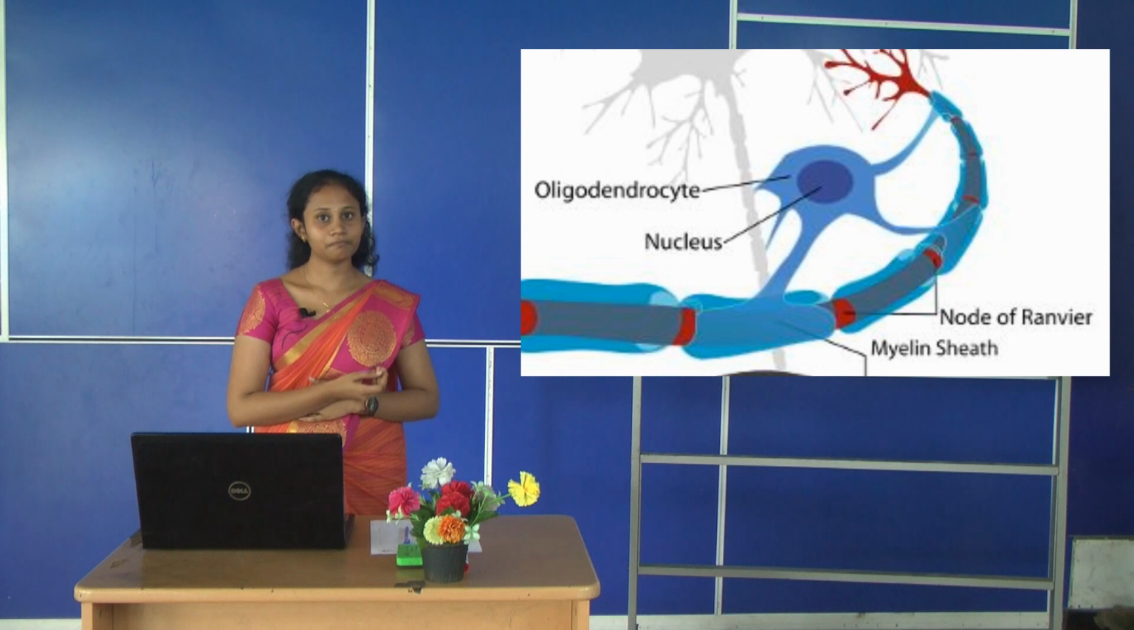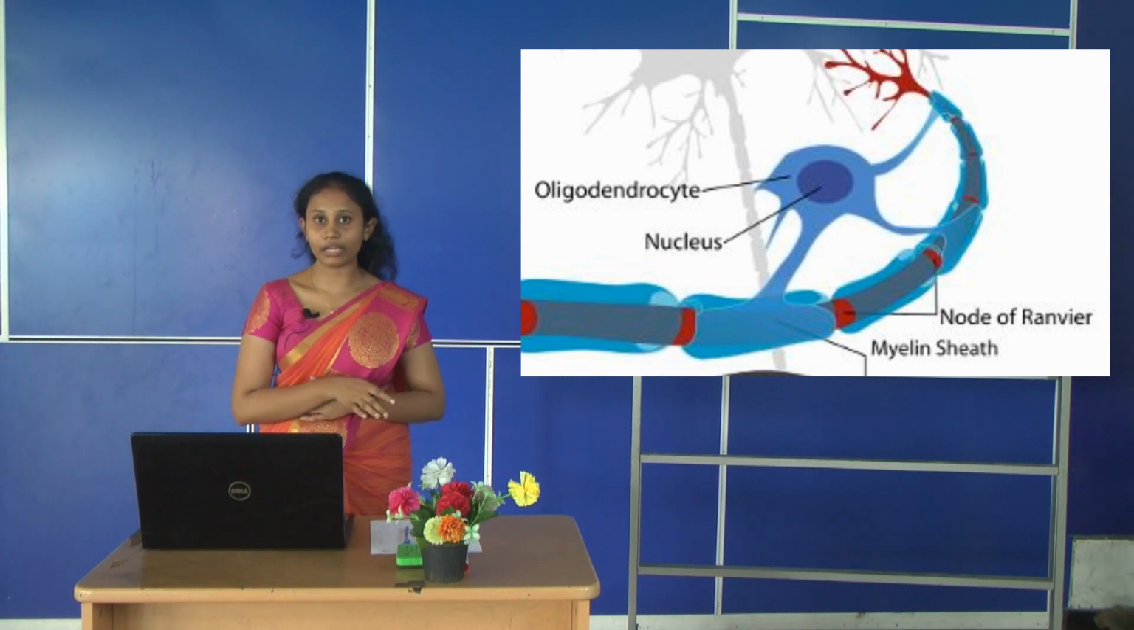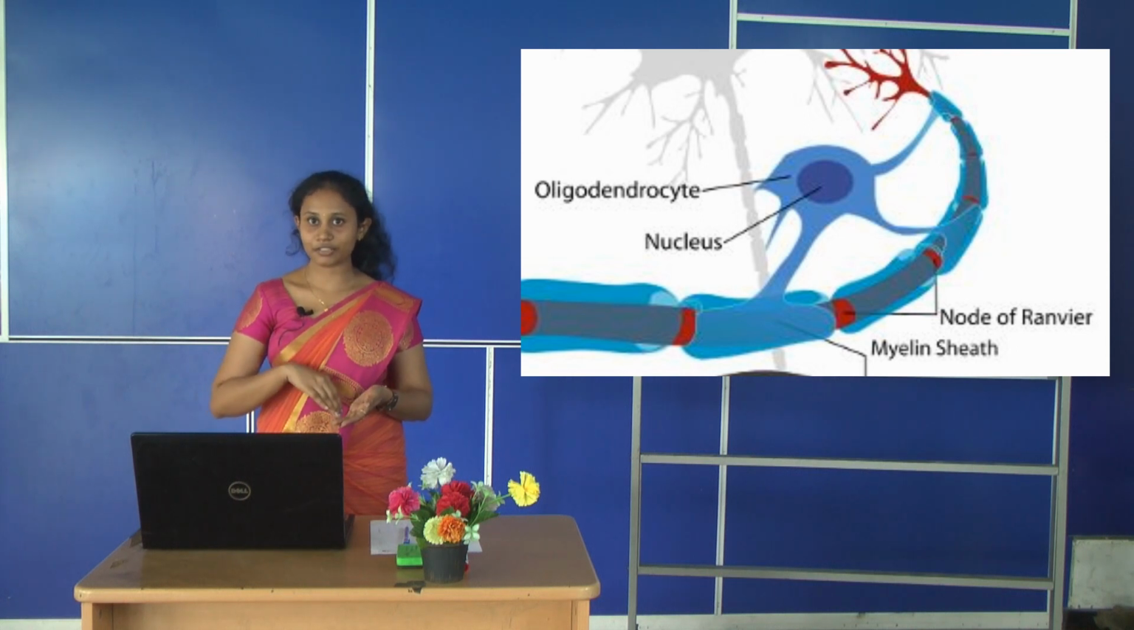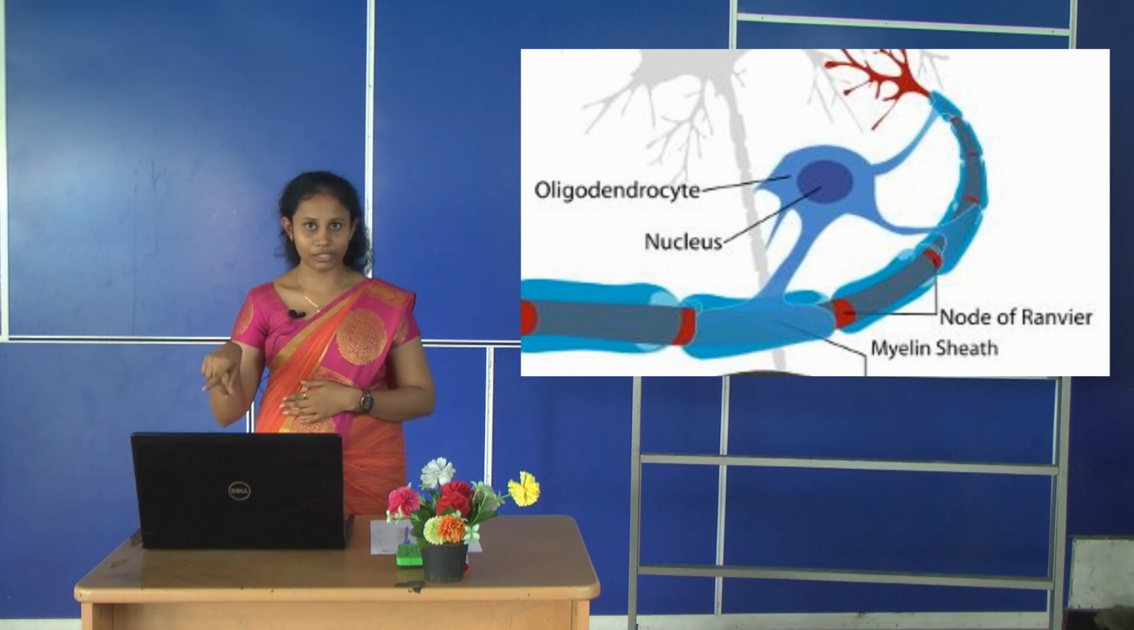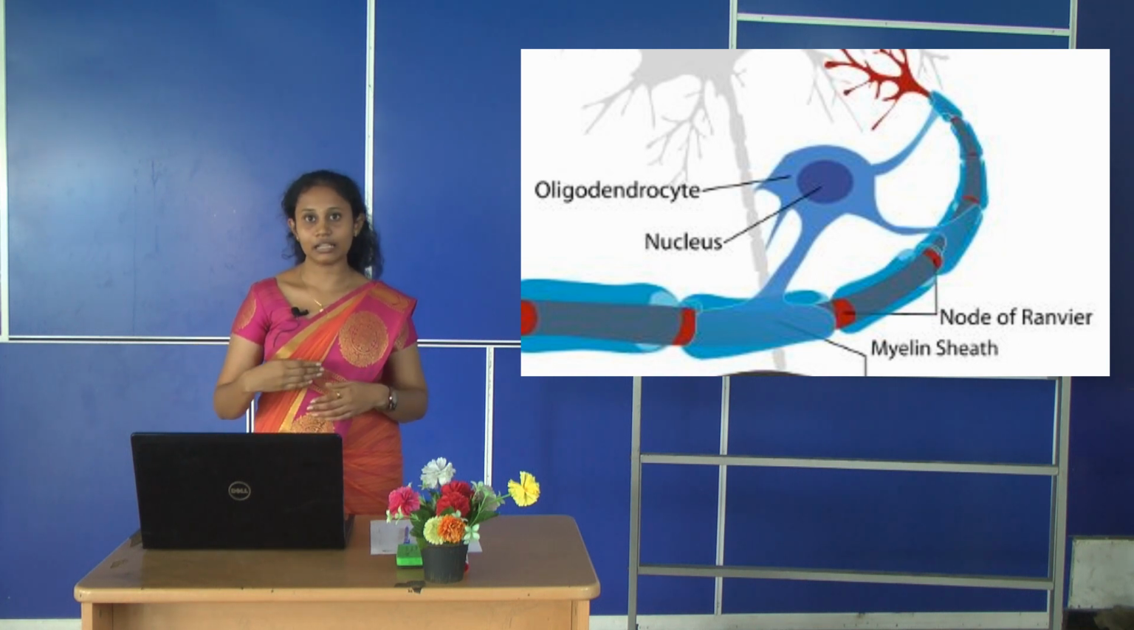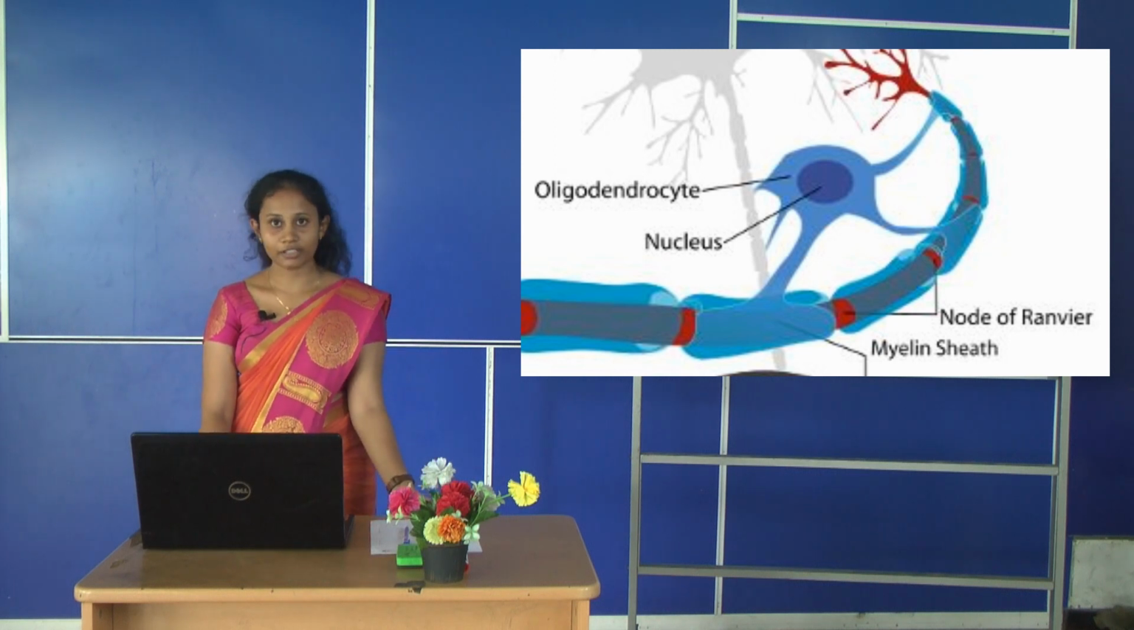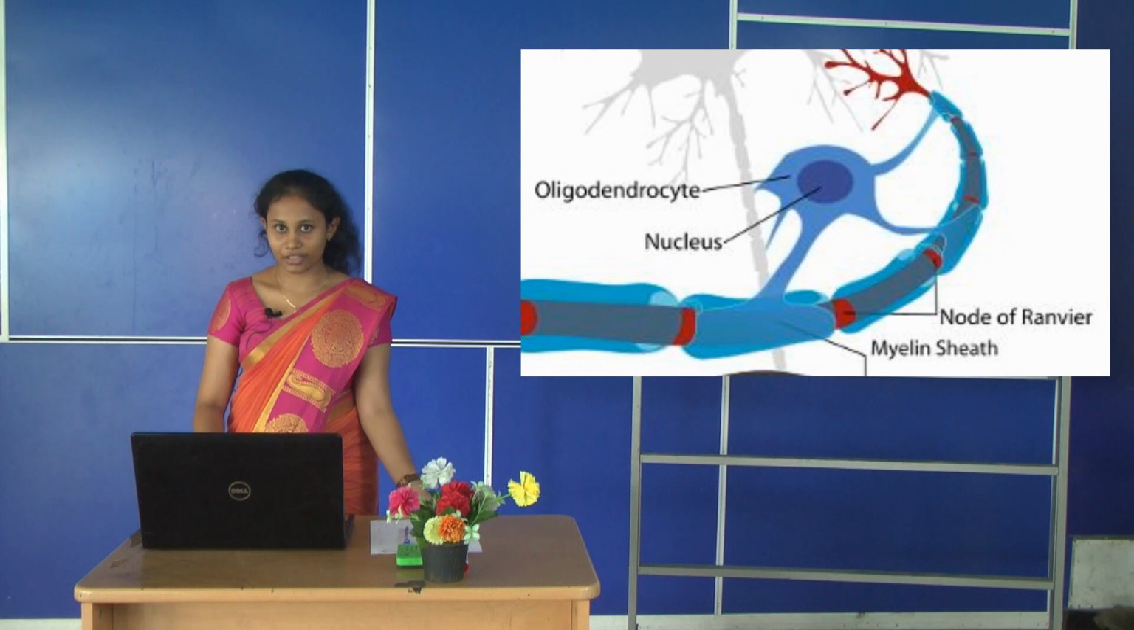What is the function of the myelin sheath? The myelin sheath does not allow the impulse to pass through the axon directly. So what the impulse does is jump, and it moves through the nodes of Ranvier so that the impulse gets faster. So that's the function and the advantage of having myelin sheaths.